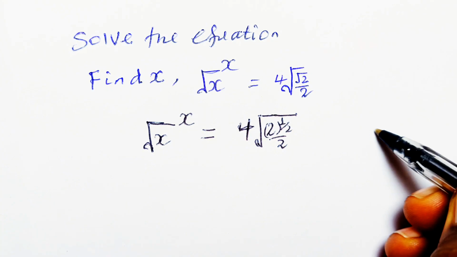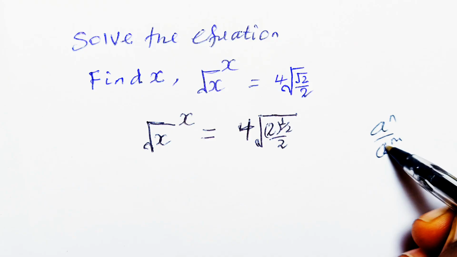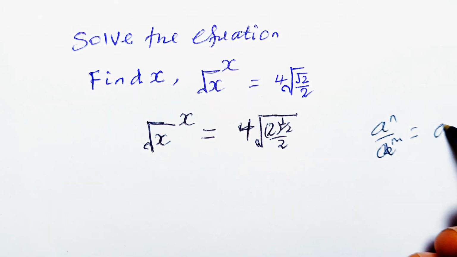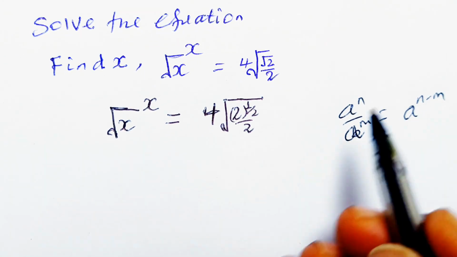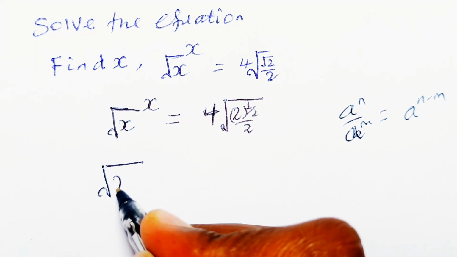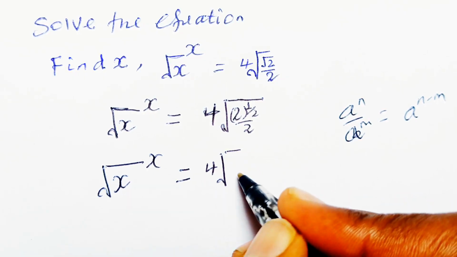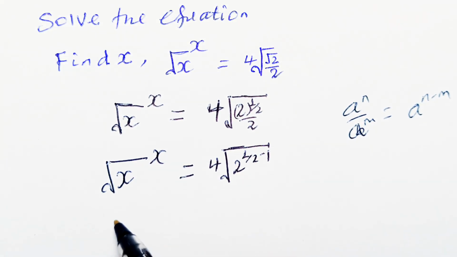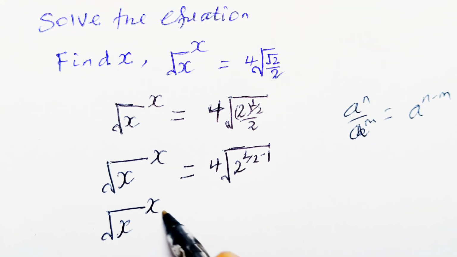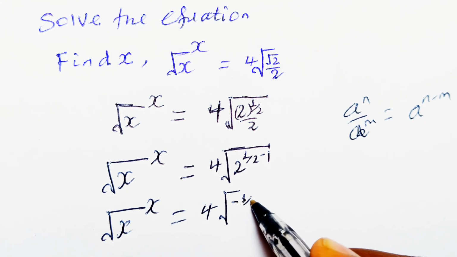So you know that a to the power of n over a to the power of m can be written as a to the power of n minus m. Using this identity, square root of x to the power of x equals the fourth root of 2 to the power of 1 over 2 minus 1 over 2 minus 1. So this square root of x to the power of x equals the fourth root of 2 to the power of minus 1 over 2.